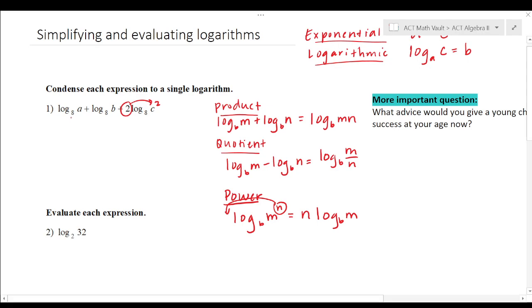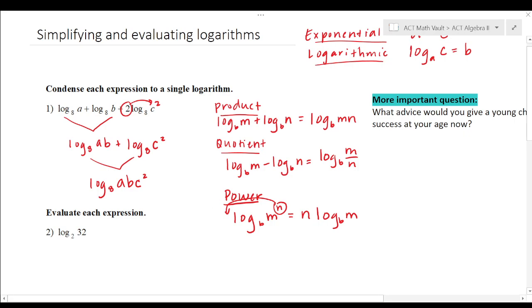So let's start with these two first. If it's log base 8 of a, that's a plus b, you would then condense it to be log base 8 of a times b. Now I'll bring that down, log base 8 of c squared. Once again, I'm going to multiply. So we have the same base again, we have log base 8, and then this is going to be a, b, c. That is a combination of this product property and the power property together.